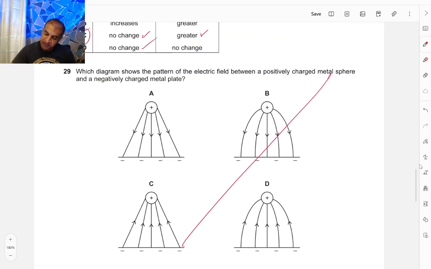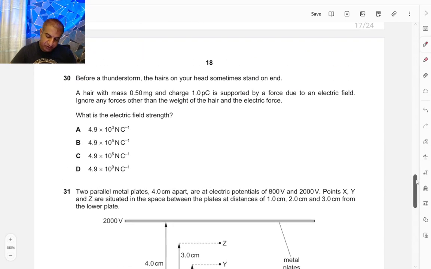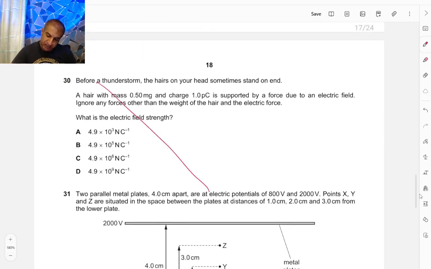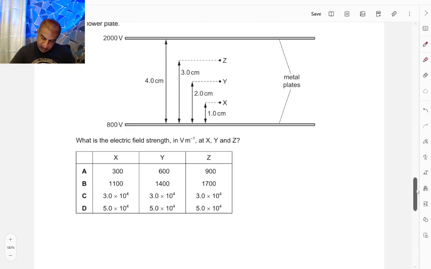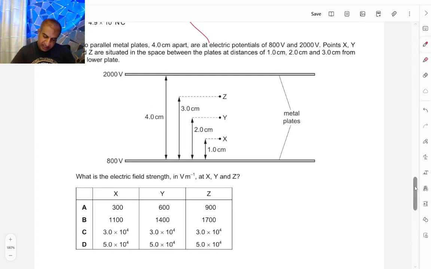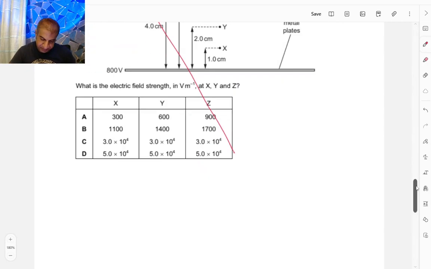This is no longer part of your syllabus. It has moved on to A2. This is also not a part of your syllabus. And once again, two parallel plates potential. No, this is also out of your syllabus.